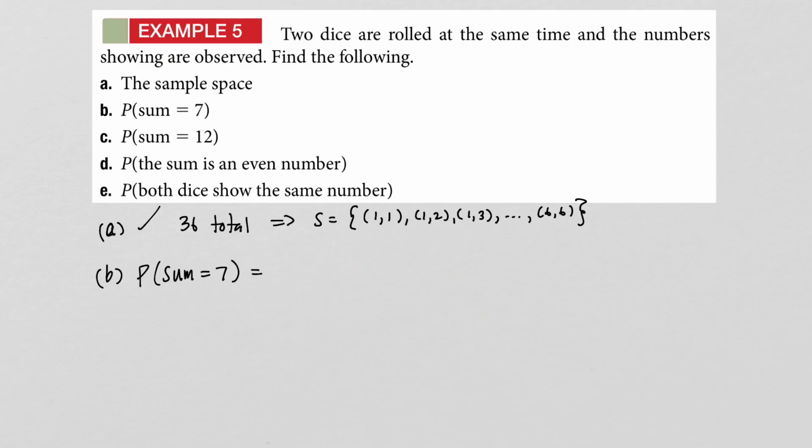So the probability of getting a 7 is 6 out of 36, which is equal to 1/6 or 16.7%. Now for the next one, what's the probability that the sum is equal to 12?